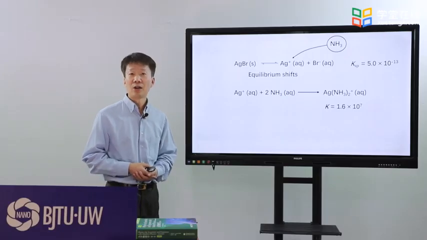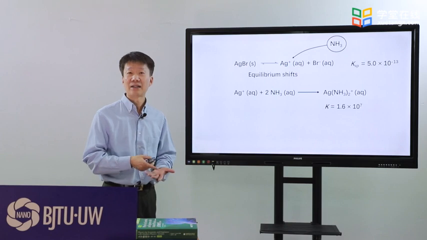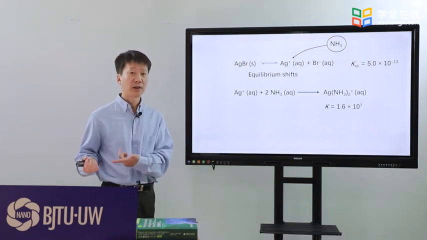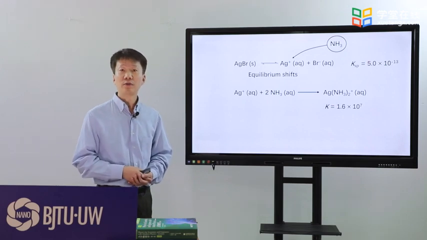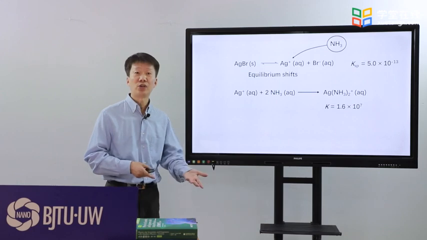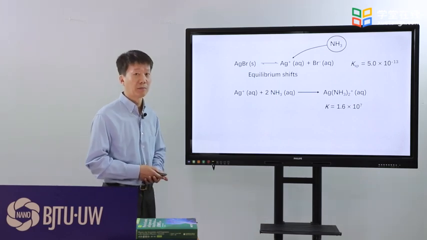If there is no or less silver ion in the ionization of silver bromide, Qsp of the dissolution is less than Ksp. Then the equilibrium shifts right. More silver bromide dissolves and more silver ions are released to reach a new equilibrium.